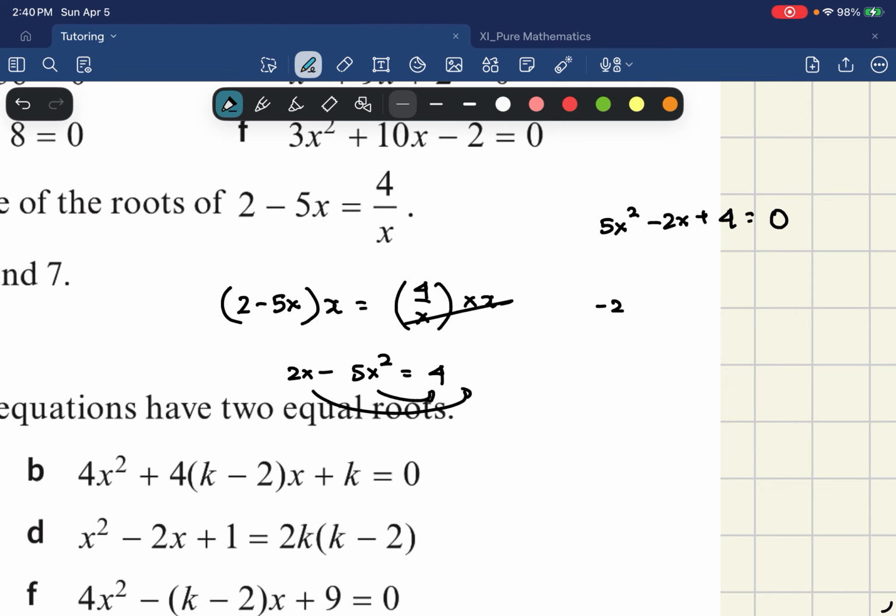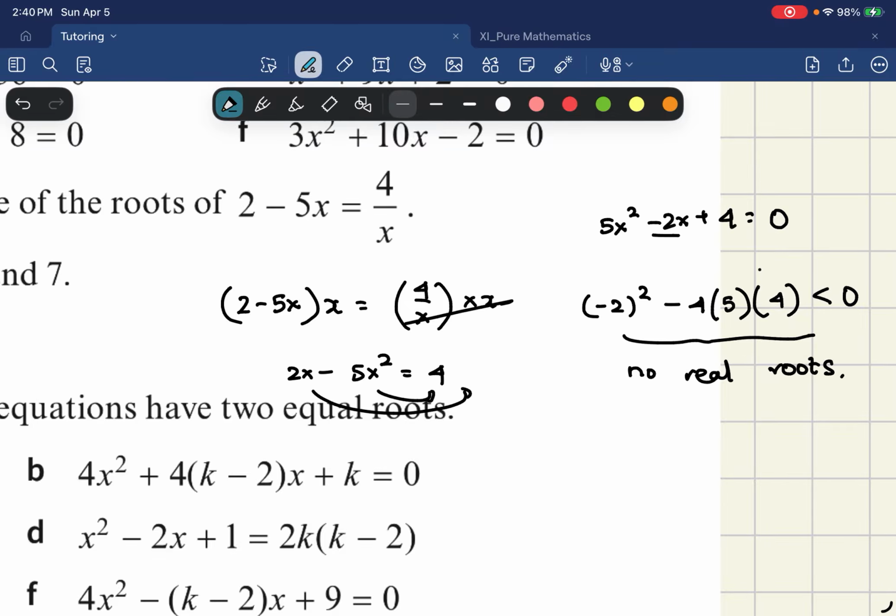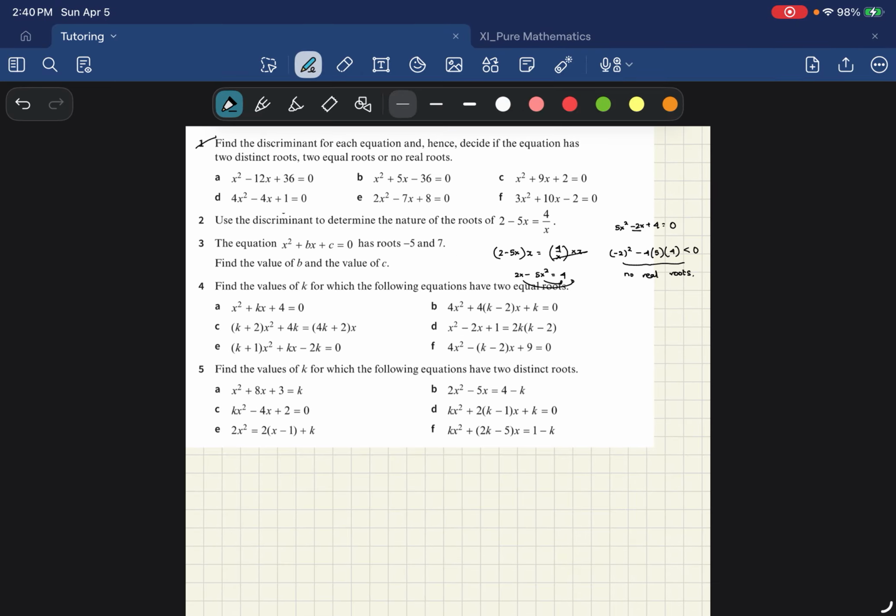And now I can do minus 2 squared, like b squared, minus 4 times a, which is 5, times 4. And this is less than 0. So this equation has no real roots. If you put it in your calculator, you will see that this expression is negative. And if the discriminant is negative, we have no real roots. So we are done with 2. All right.